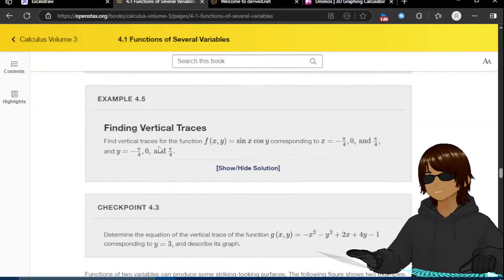Find vertical traces for the function z equals sin x cos y, corresponding to x equals minus pi over 4, 0 and pi over 4, and y equals minus pi over 4, 0 and pi over 4.